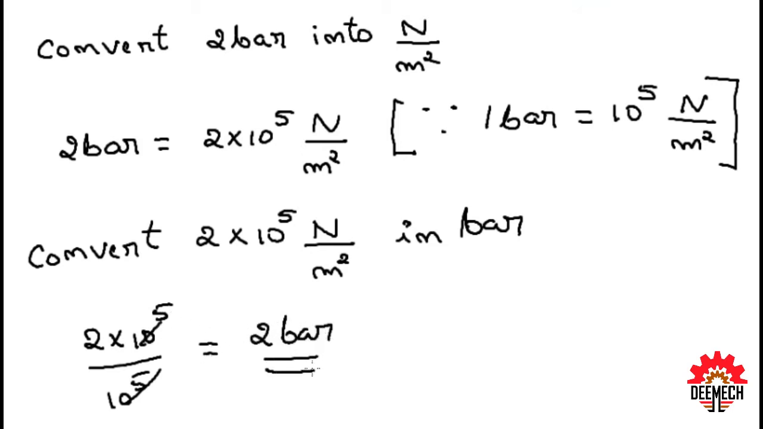So when you have to convert bar into Newton per meter square, we need to multiply with 10 to the power of 5. When we need to convert Newton per meter square into bar, we need to divide by 10 to the power of 5. Just remember this, 1 bar is nothing but 10 to the power of 5 Newton per meter square. Also Newton per meter square is nothing but Pascal.